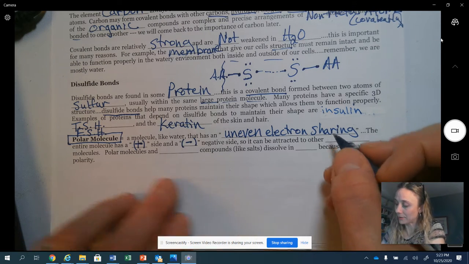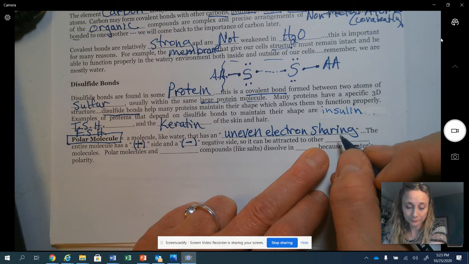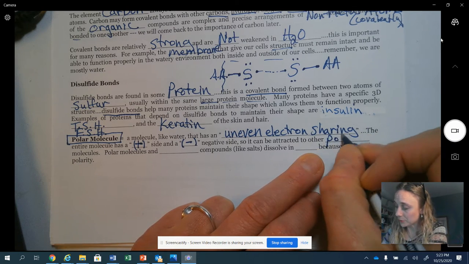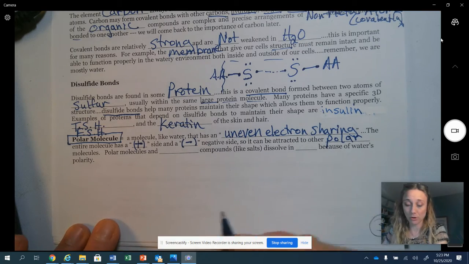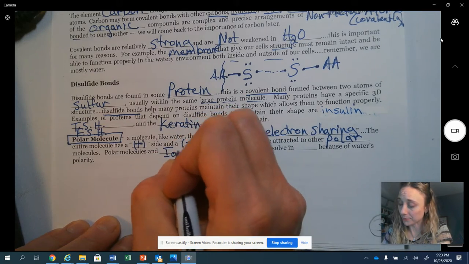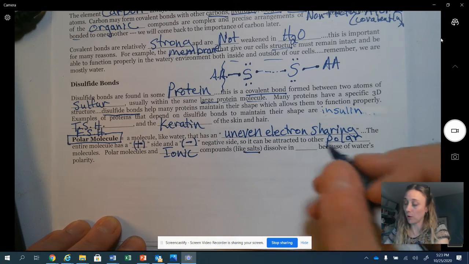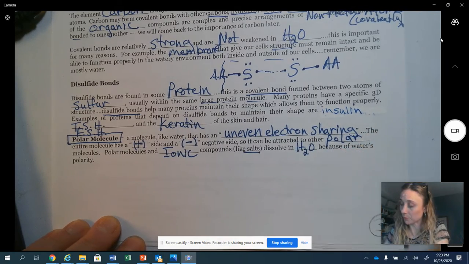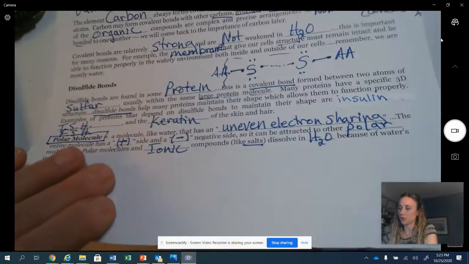And this is why they dissolve very well in each other, because they're attracted, and they're attracted to other polar molecules. You know, how like dissolves like. So polar molecules and ionic compounds, like salts, they dissolve really well in water because water is polar. And I'll show you. I think it's on the next page.